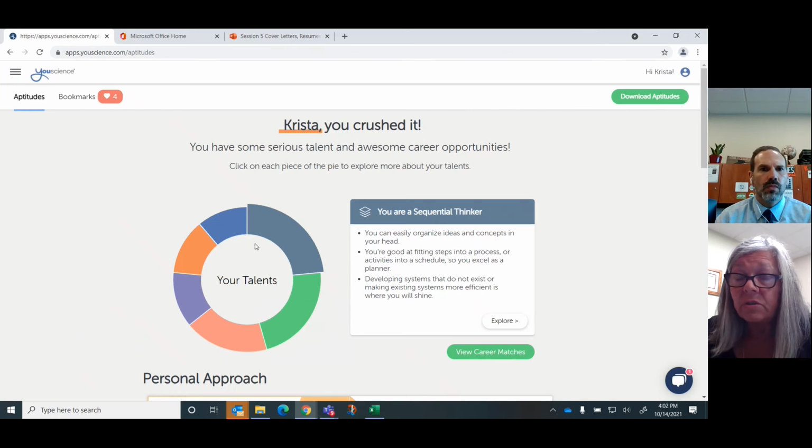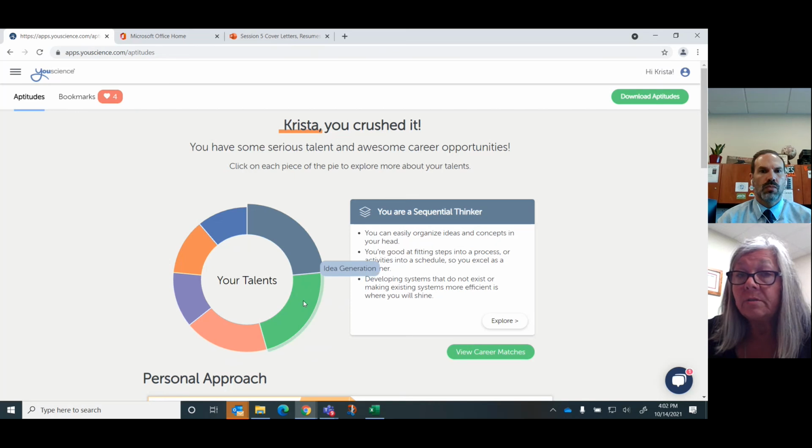So let's get started by looking at my talents. And this is the talent wheel. And right here, you see the color that I am hovering over with my cursor. It explains that I am a sequential thinker. I can easily organize ideas. I'm good at fitting steps into a process. I can develop systems that do not exist or make existing systems more efficient. It gives me some description about myself and what it means to be a sequential thinker.